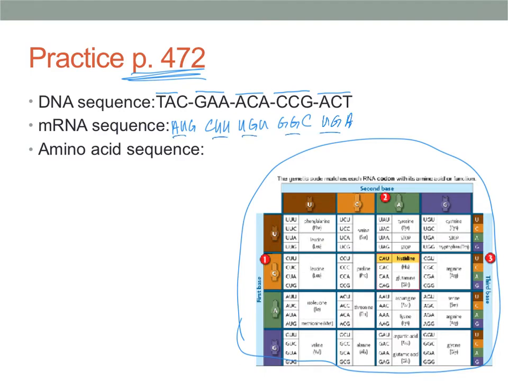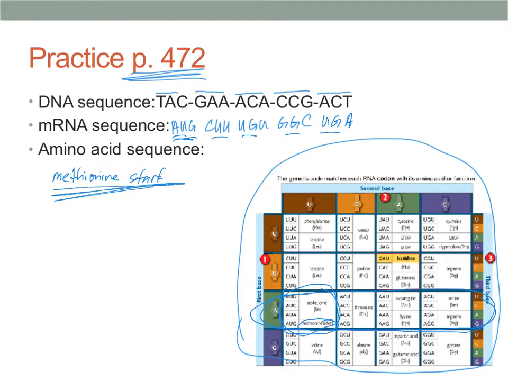Now we're going to use these and this table to figure out what the amino acids would be from this sequence of codons. So our first one, AUG. First base is A, so we are in this row right here. Second one is U, so we're going to be in this column. And our last one is G, so we're going to be here, and our first codon would be methionine, which is the start codon, which makes sense because all proteins start with start.